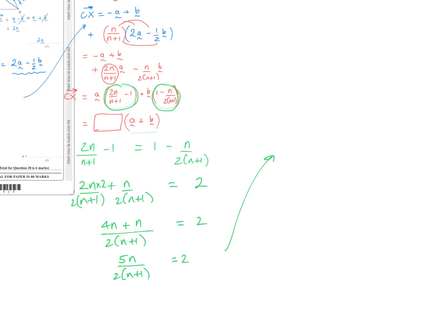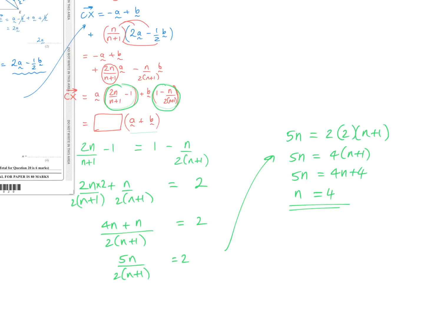And then I'm just going to multiply out, cross multiply. So that's 2 lots of n plus 1. And so that's 5n equals 4 lots of n plus 1. So 5n equals 4n plus 4. Take 4n from both sides, so n equals 4. So that's the required answer for that question.